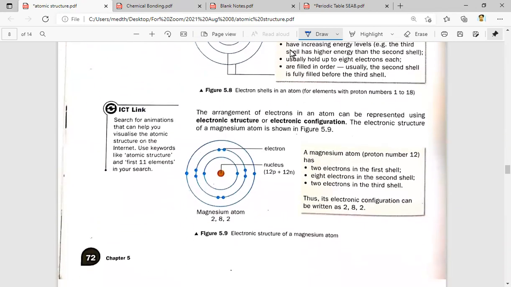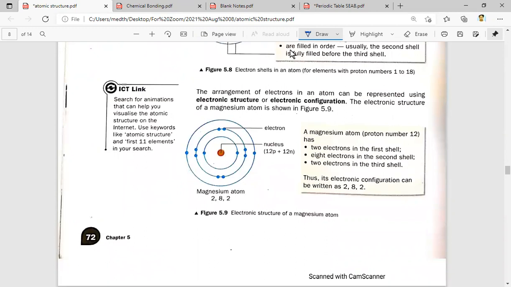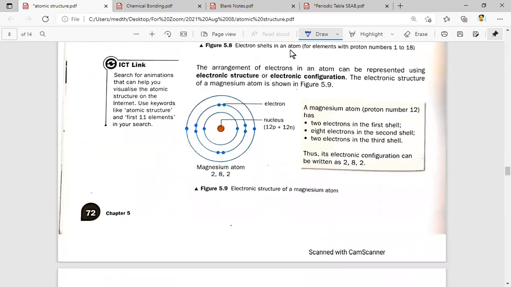Now let's look at the electronic arrangement. For a magnesium atom, you look at the nucleus, they draw one circle, shaded like this, and then right here, 12p plus 12n. This is the atomic structure of magnesium. Now magnesium is Mg, 12, 24.